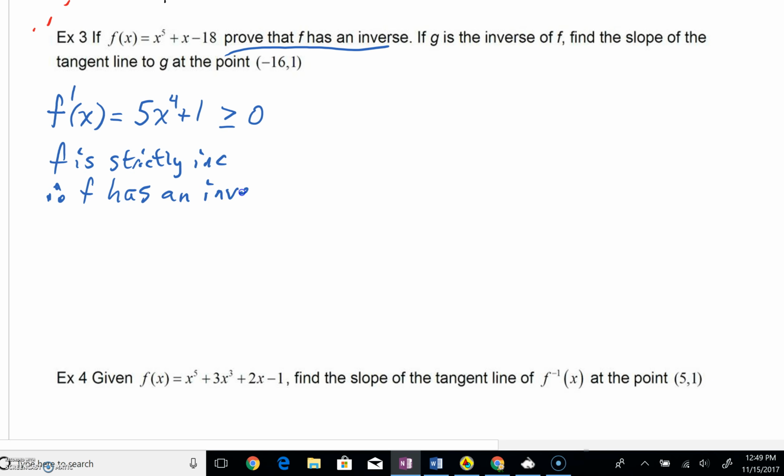Now, finding this inverse would be nightmarish, and I think it only takes a moment for you to see that. If I said find the inverse, you'd say, well, I'll switch x and y. But solving for y would be anything but easy. Look at that right-hand side. You'd have y to the fifth plus y minus 18. That's really bad.